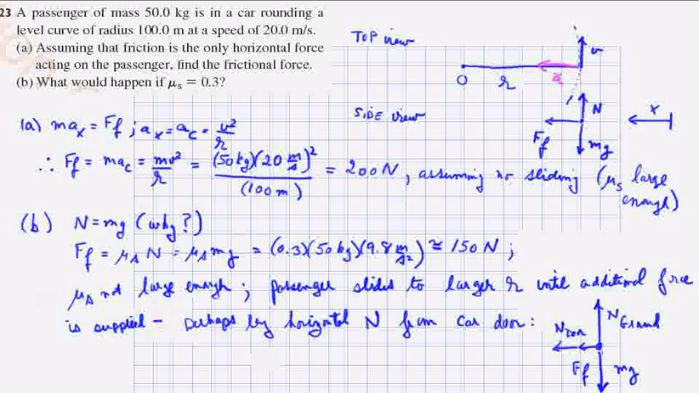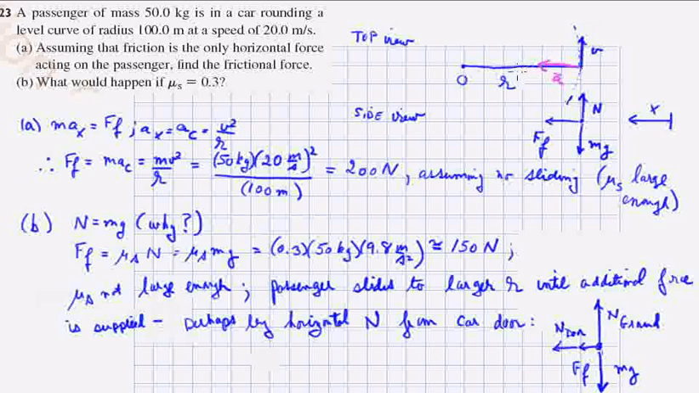Problem 523. Passenger of mass 50 kgs in a car rounding a level curve of radius 100 meters. That's sketched off to the side here in top view. Here's the center of curvature of the turn. The turn is going around on this imaginary circle with radius r. Velocity, as I sketched it here, is upwards, and acceleration is pointed directly towards O.